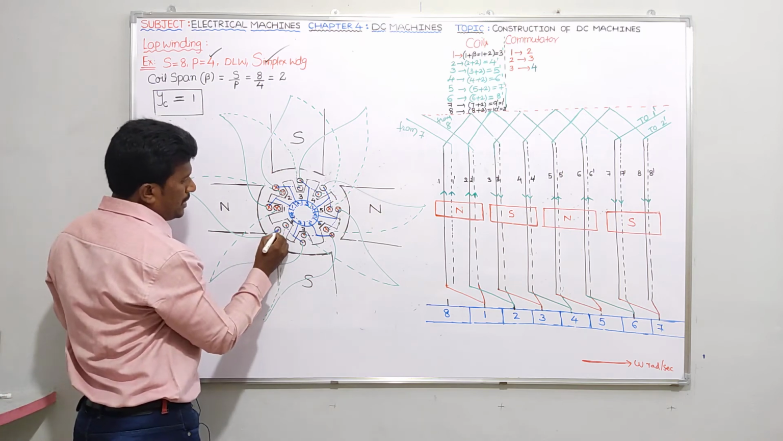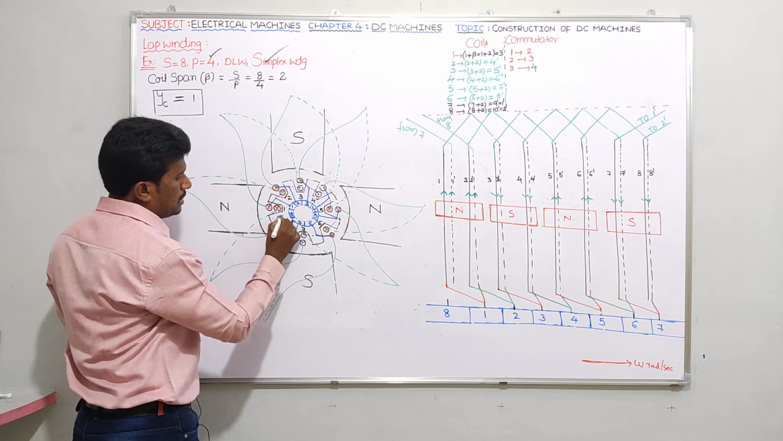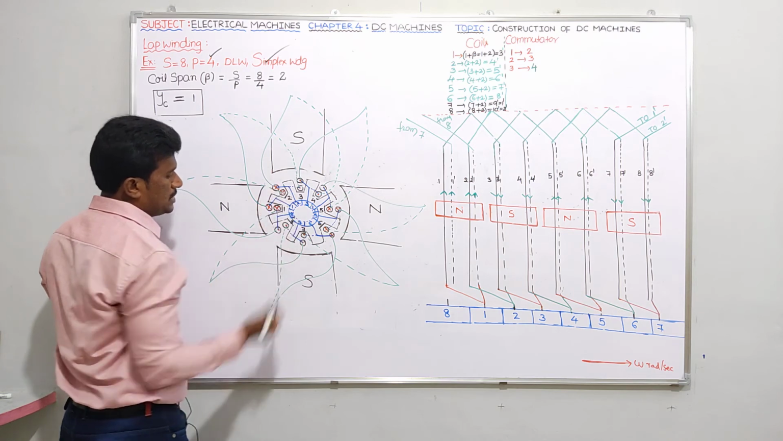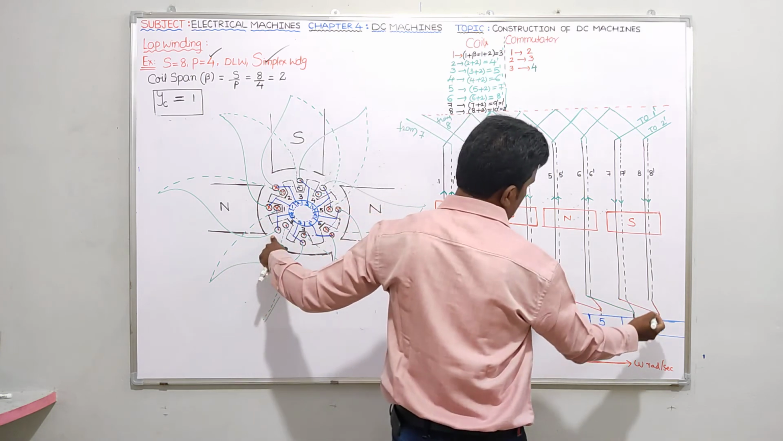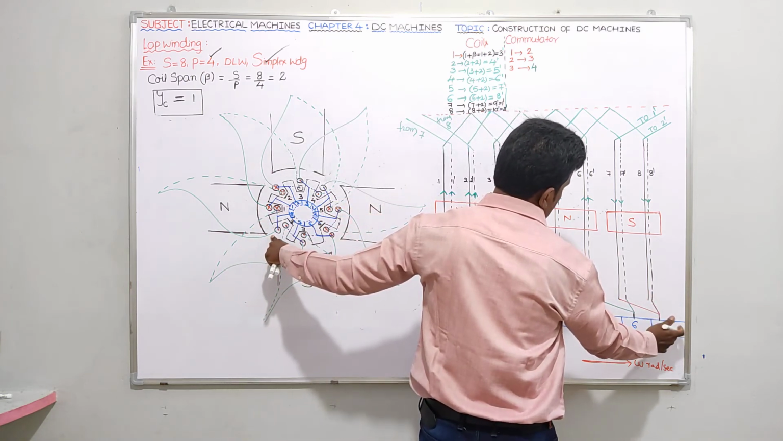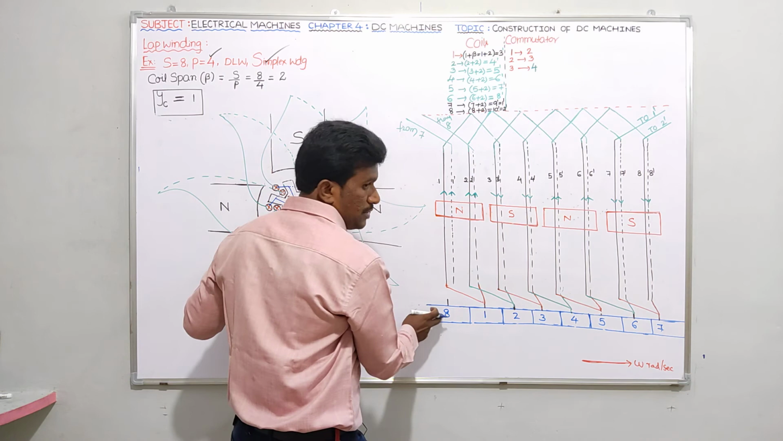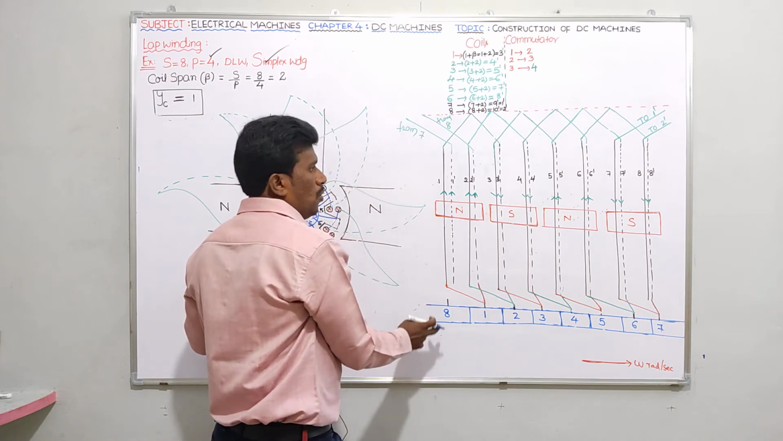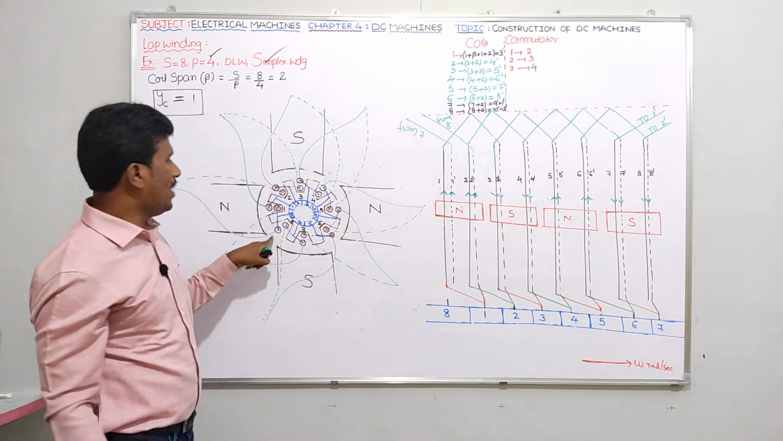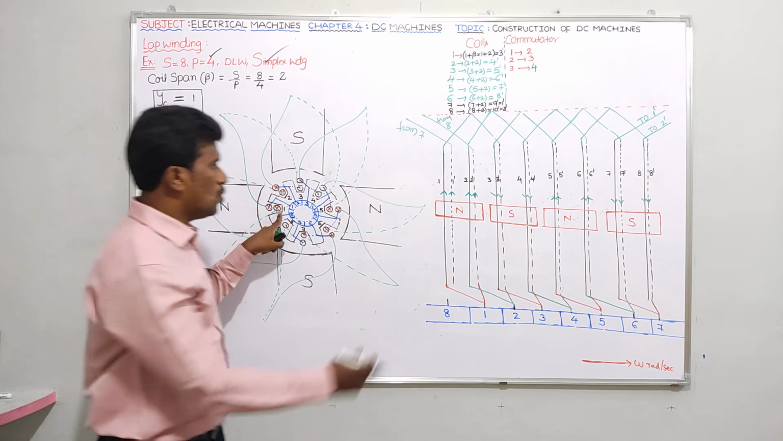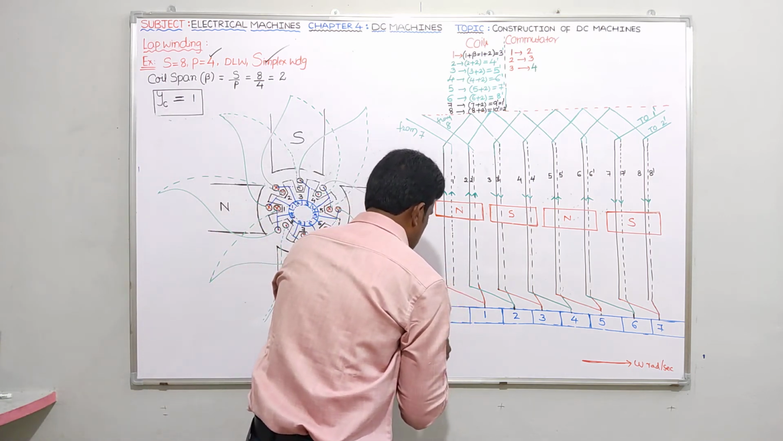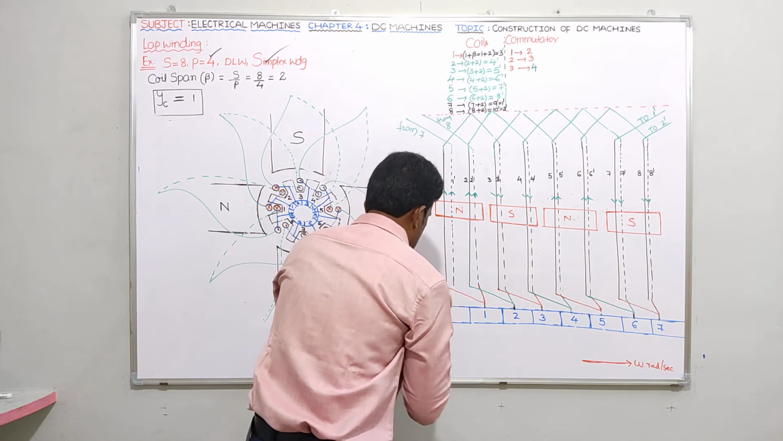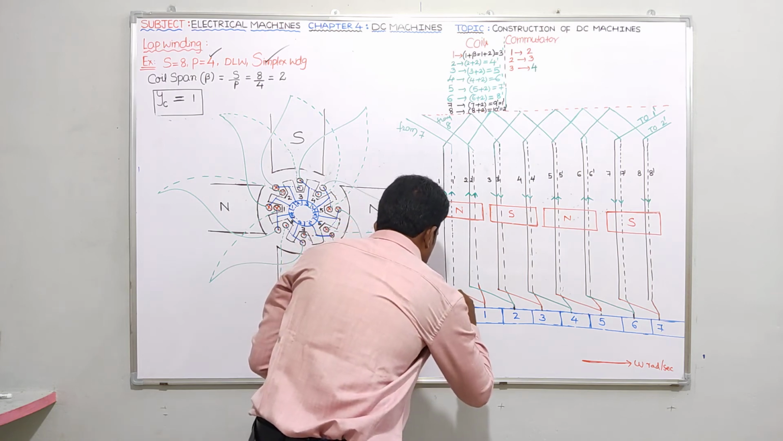Eighth slot upper is connected to eighth segment. It is extended to 1 dash. So if you see eighth conductor, it will be connected to eighth segment. But I cannot see it here. It is eighth segment here. No problem. Leave it. Now what about it is extended to 1 dash? I said it is extended to 1 dash. So 1 dash will be connected to, I can say, this eighth segment.